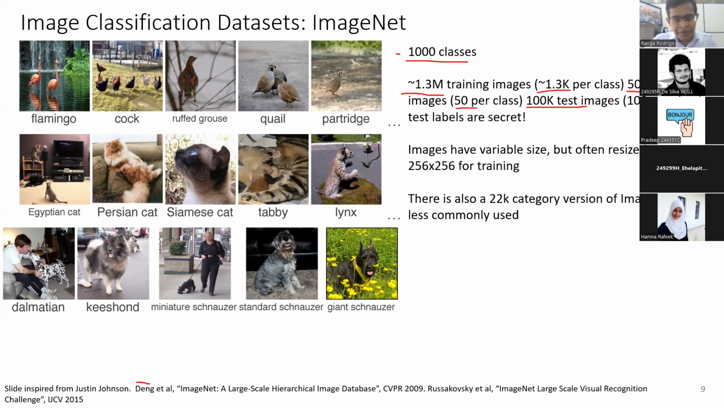Images are usually of variable sizes in this ImageNet dataset, but usually people resize them to 256 by 256. There is also a 22,000 category version of ImageNet, but it is less commonly used. This is one of the greatest contributions to computer vision. Fei Fei Li also gave a TED talk on it. It's instructive to watch that TED talk.